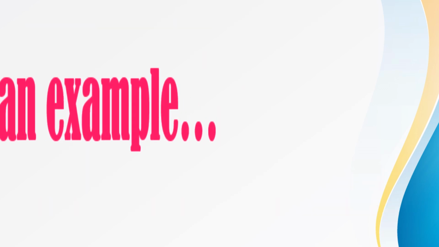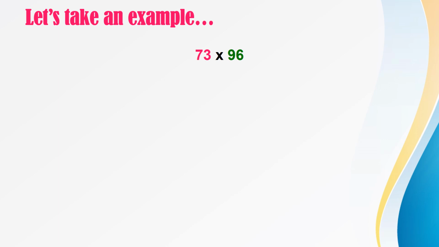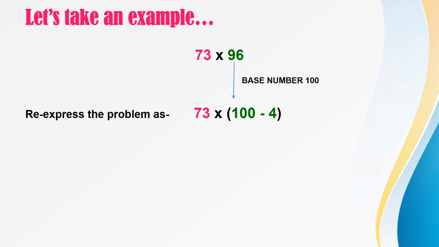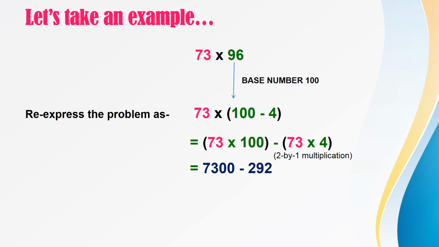This works as follows. Here too, we will take 100 as the base number and re-express 96 as 100 minus 4. So, now we can rewrite the problem as 73 into 100 minus 4. This is further solved as 7300 minus 292, which is equal to 7008.